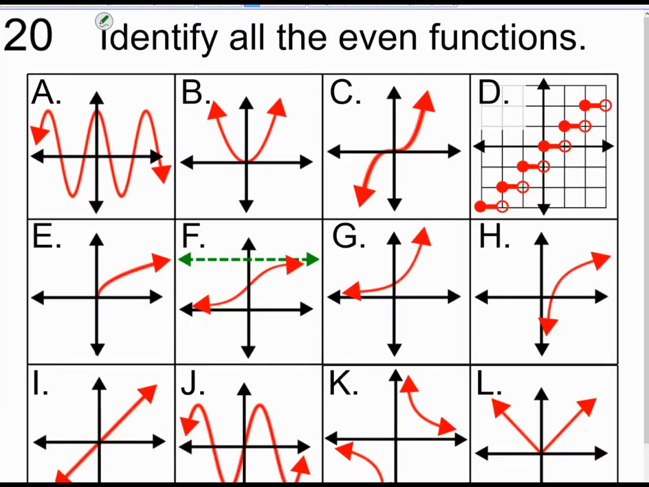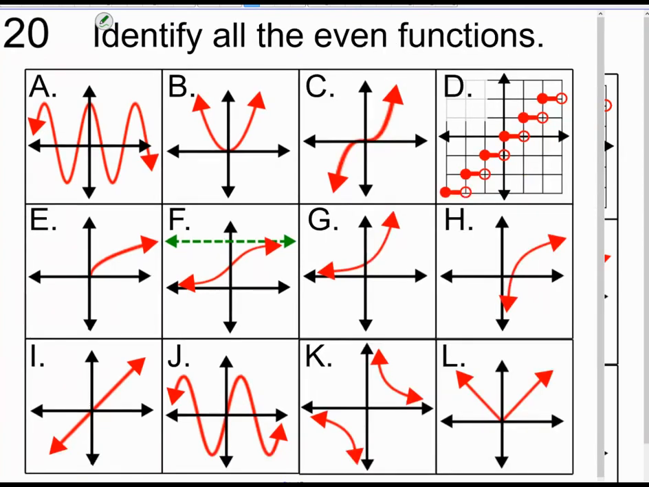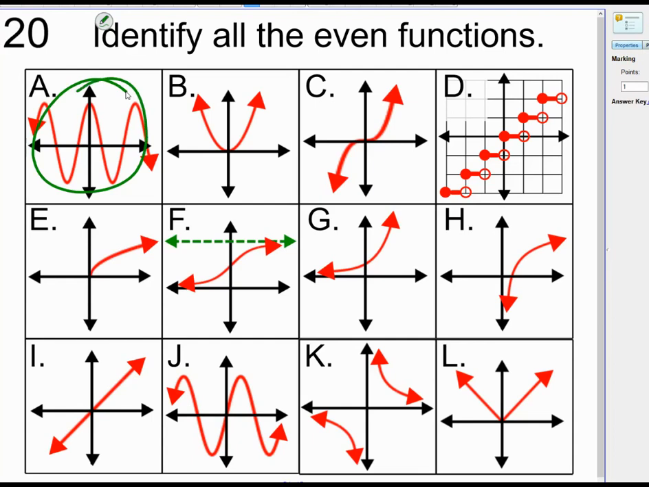Number 20, see if you can identify all the even functions here. Cosine is even, x squared is even, and the absolute value is even. For number 20 at Socrative, you have to put in all 3 of those. I like multiple answer questions.